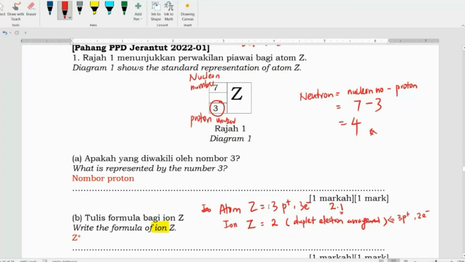Okay? So for the duplet electron arrangement, please note it is for the first shell only, which is stable, like this. You cannot have 2.2. Duplet is only for shell number 1. If shell number 2, you want to go for 8. So this one is not duplet and not stable. It needs to lose the 2 electrons to become a duplet electron arrangement. Okay?